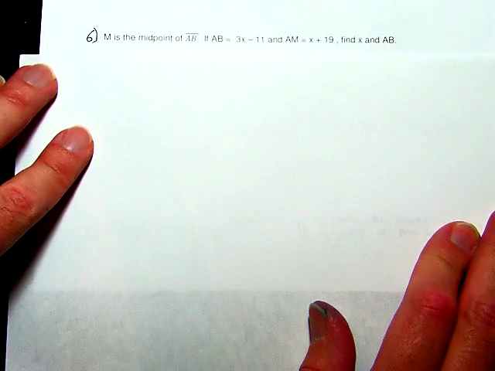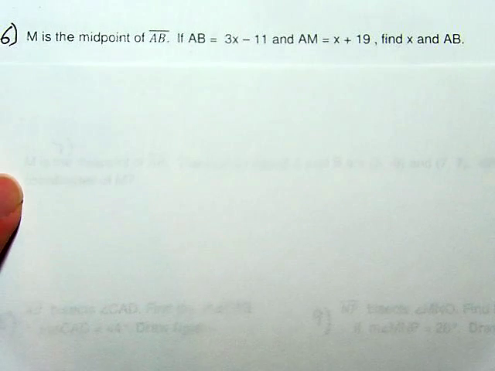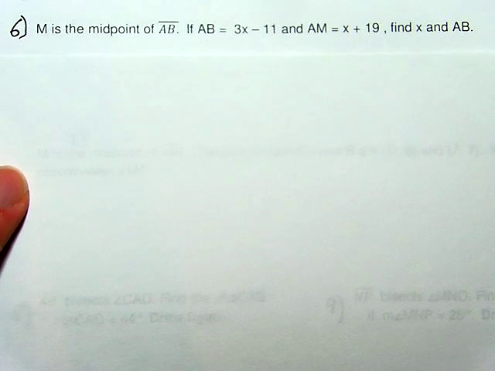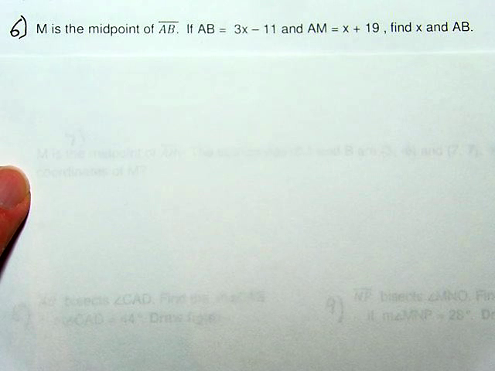So let's do a couple of midpoint problems. We'll do problem 6 and 7 next. Let's look at problem 6. M is the midpoint of line segment AB. If the measure of AB is equal to 3x minus 11 and the measure of AM is equal to x plus 19, find x and the measure of AB.